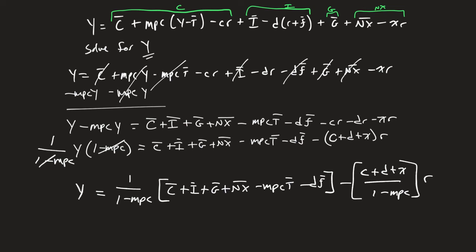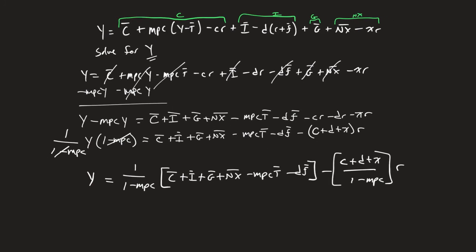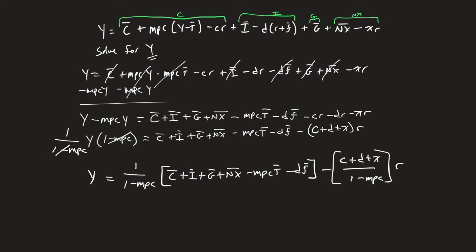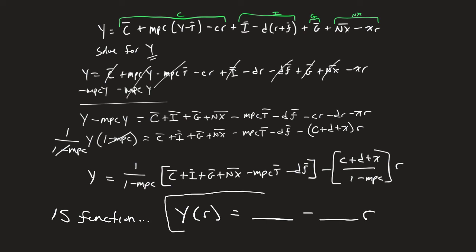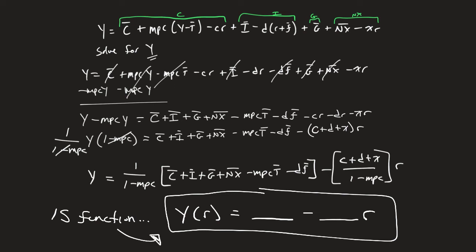So what we've got here is my IS function, Y as a function of R. When we have all the numbers, which you'll be given, you'll be able to create this as a number minus some sort of coefficient times R. This is what our IS function is going to be.